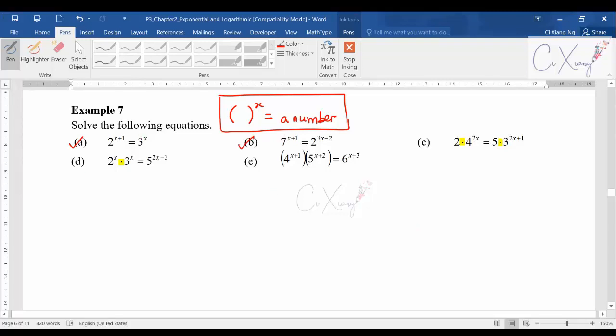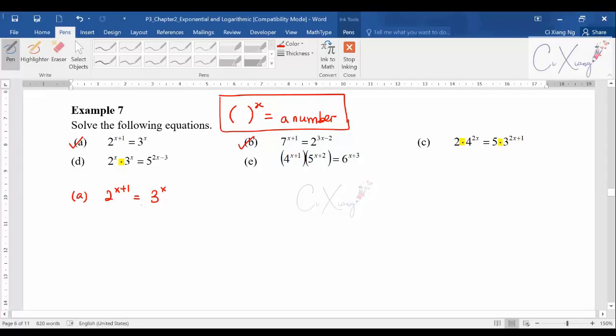Okay, alright, so what is the meaning of this one? A bracket, a number with power x equals a number. So let's have a look at part A. I'm having 2 power x plus 1 equals 3 power x. Some students will tell me they will take log both sides straight away. Okay, your method is not wrong. But to me, if I want to make my calculation easier, usually I will group all the x power together.